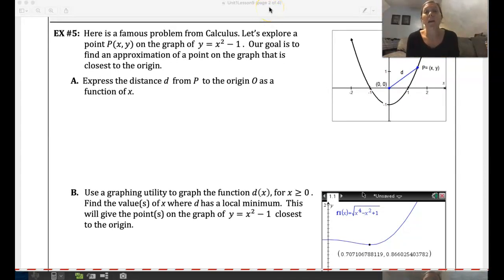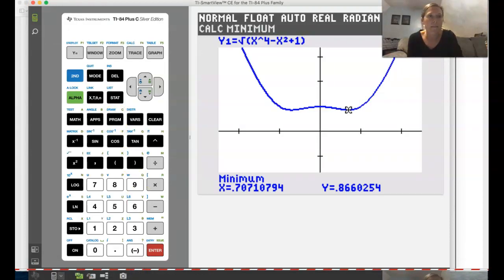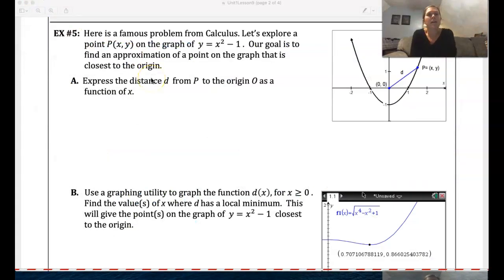Okay, so here we have in a diagram, you can see where point P, they have x comma y, is on the graph y equals x squared minus 1. I just want to make sure my calculator is turned on. Yep, it is. Oh, I already have it in. Perfect. Okay, so our goal is to find an approximation of a point on the graph that is closest to the origin. So let's think about what's happening here.